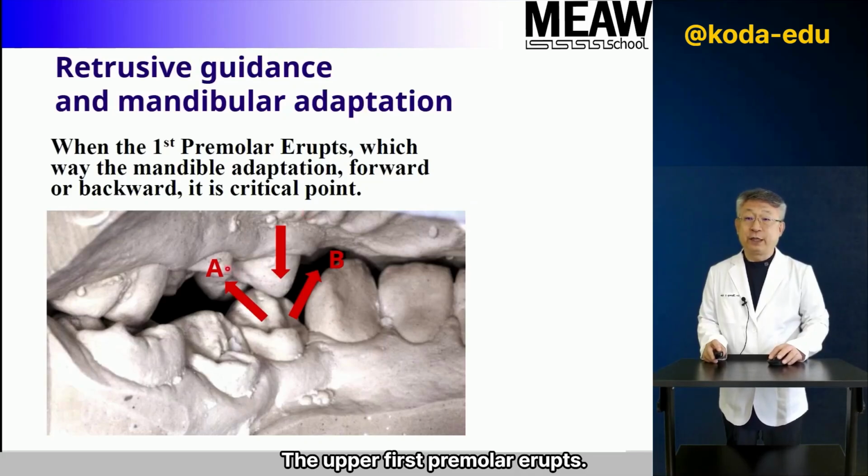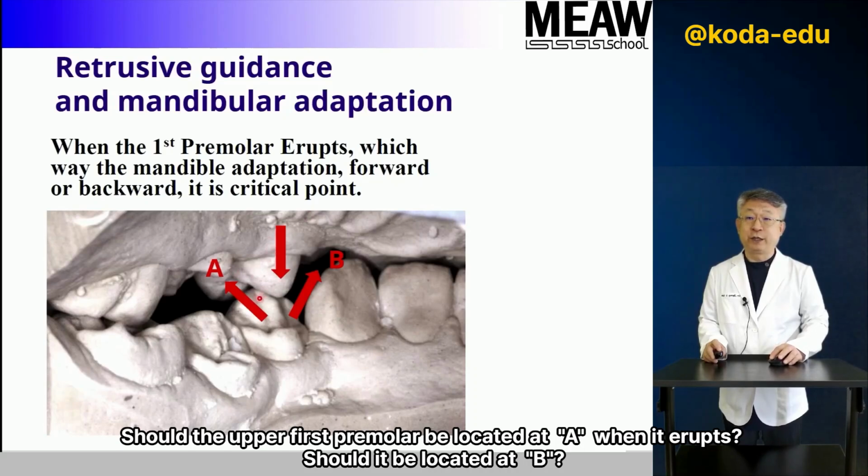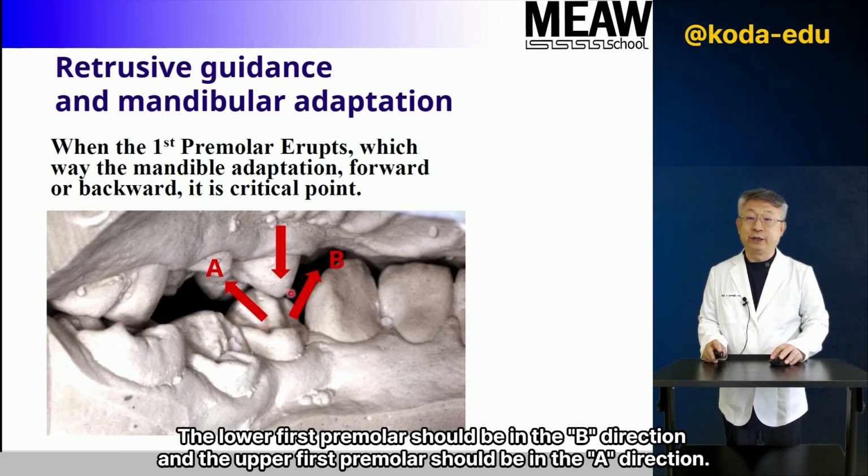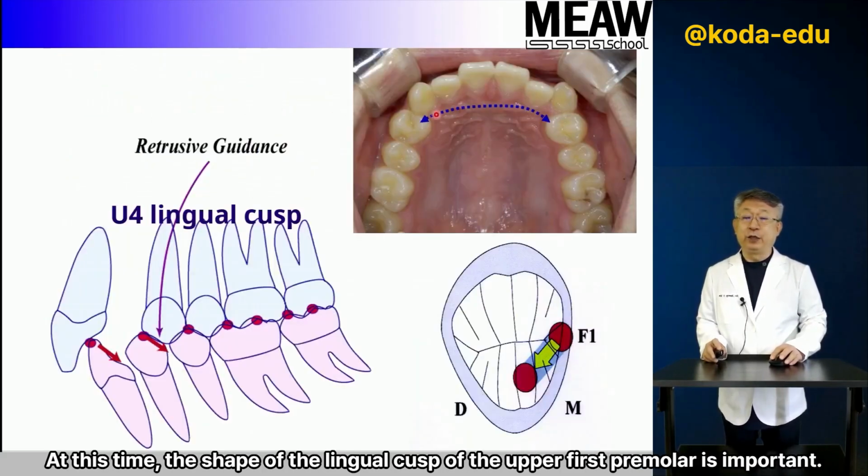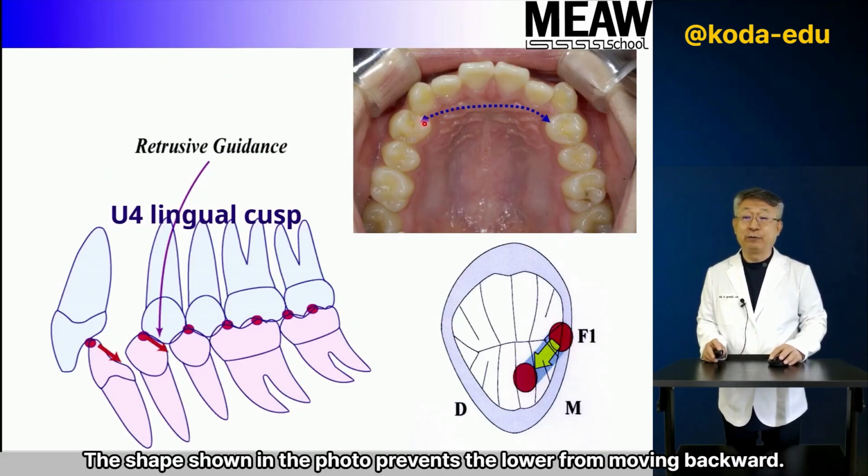The upper first premolar erupts. Should the upper first premolar be located at A when it erupts? Should it be located at B? The lower first premolar should be in the B direction and the upper first premolar should be in the A direction. At this time, the shape of the lingual cusp of the upper first premolar is important. The shape shown in the photo prevents the lower from moving backward.